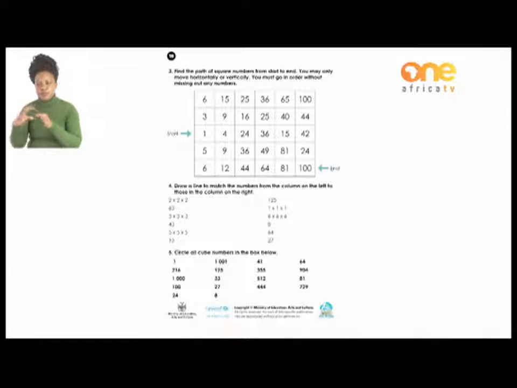Number 5, there we have to circle all the cube numbers in the list. Just circle the numbers which are cube numbers. So that brings us to the end of our presentation, or lesson, of today.